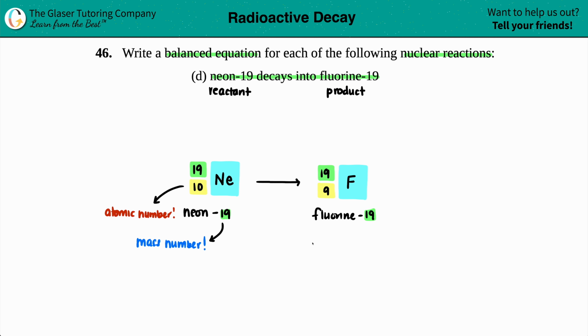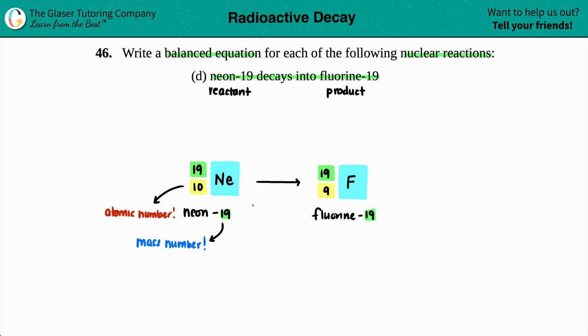Okay, so now we have to write a balanced equation for each of these reactions. Now in this case, if we just wrote this out, right, almost there, because there has to be some type of balance to it. You could use this as an equal sign, right? So 19 equals 19, that's all fine and dandy, but 10 does not equal 9. We have to do something in order to balance out those atomic numbers.